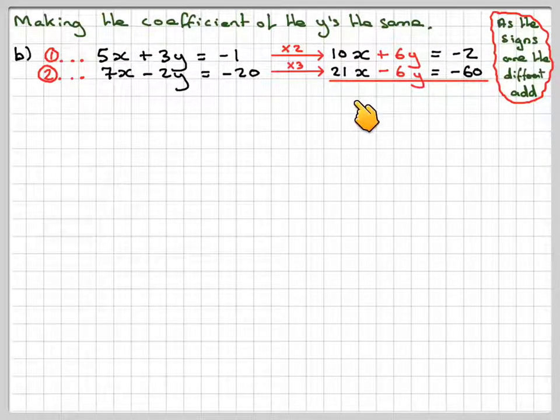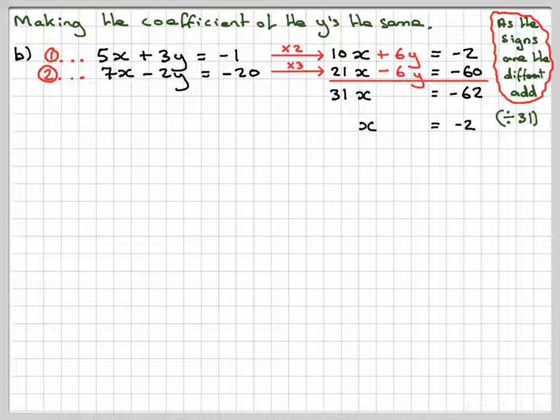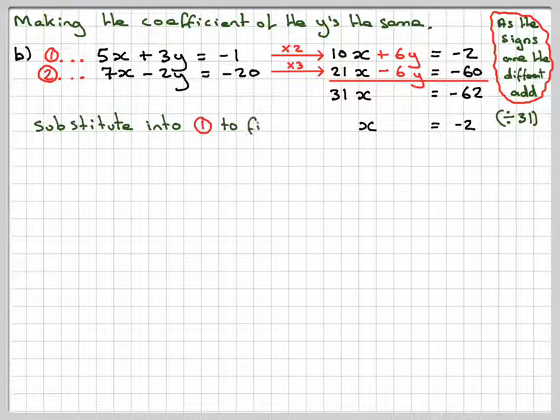Because if you do 10x plus 21x, you're going to get 31x, and then if you do 6y plus minus 6y, you get nothing, so you've eliminated that. And then minus 2 times plus minus 60 gives minus 62. Dividing by 31 will give that x is equal to minus 2, and then we do exactly the same as we did the last one, so we're going to substitute into equation 1 to find y.